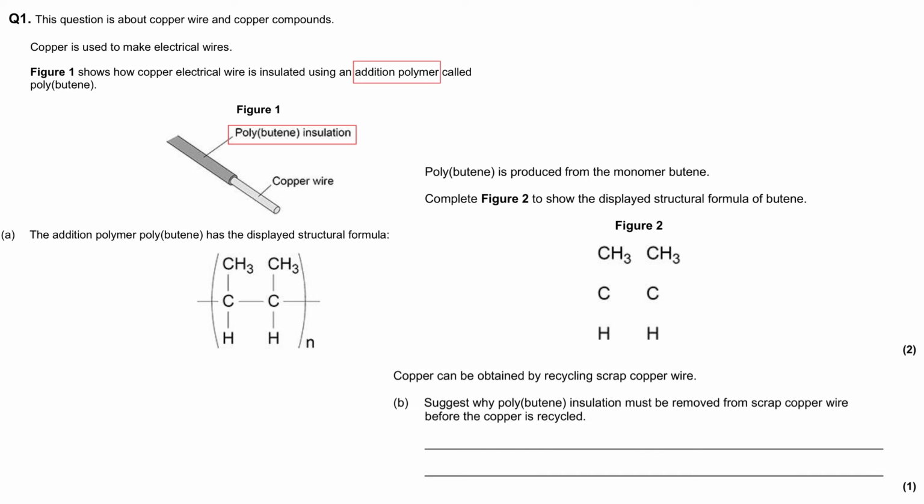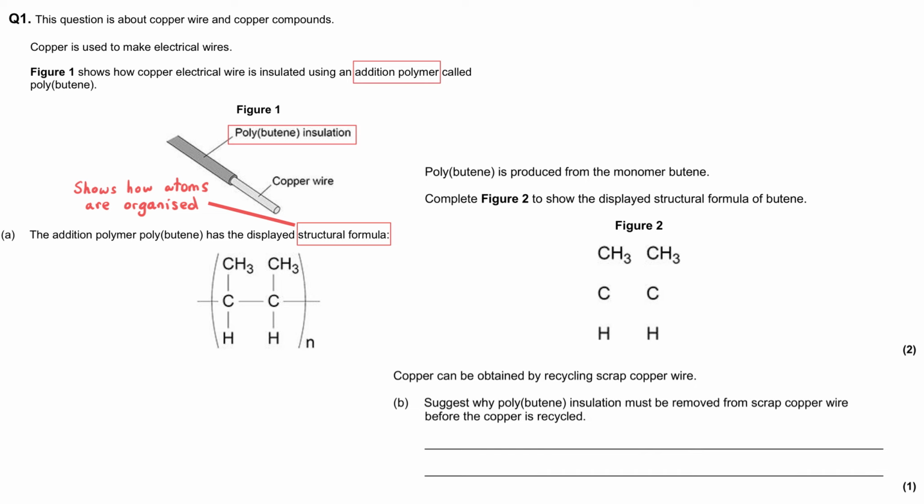And then for part A, we're shown the addition polymer polybutene. We're shown its structural formula. That's a formula where you don't show every single bond that there is, but you can work out how the atoms are arranged from the structural formula.